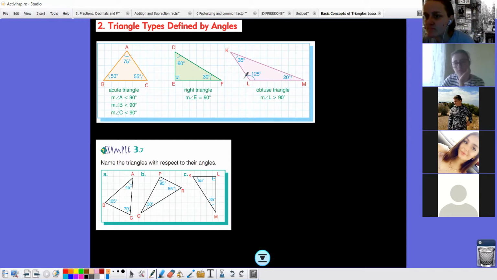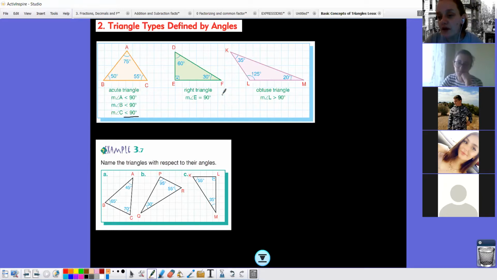Yes, teacher, it's really cute. So if the three angles are acute angles, less than 90 degrees, as you see here, measure of A is less than 90, measure of B is less than 90, and measure of C is less than 90. Look, 50, 55, 75. So we call this kind of triangle an acute triangle.